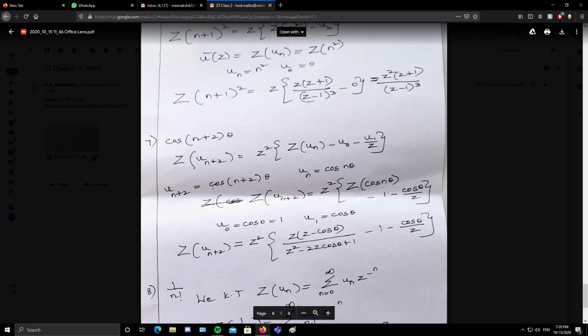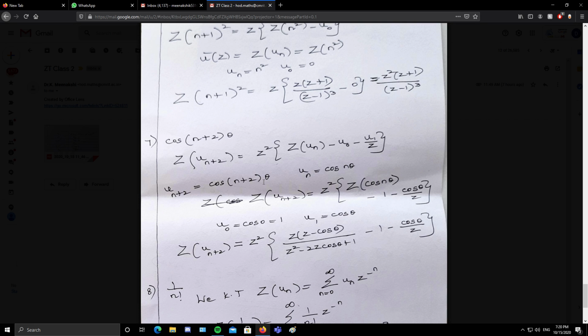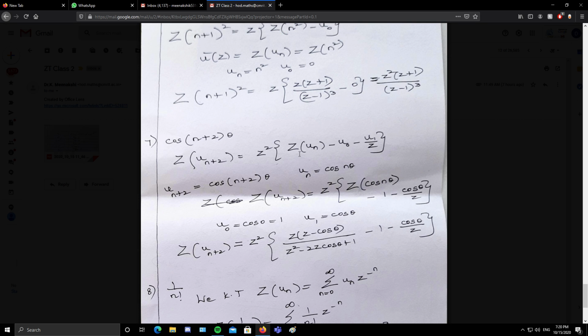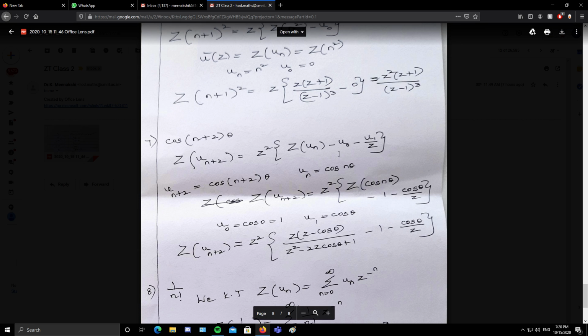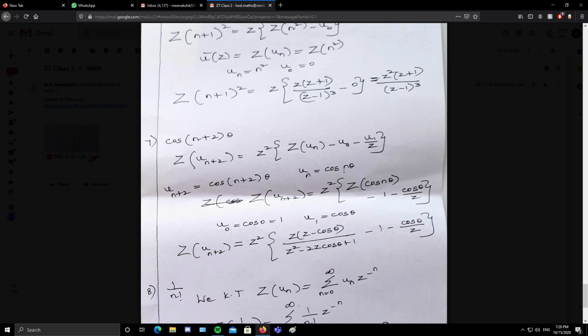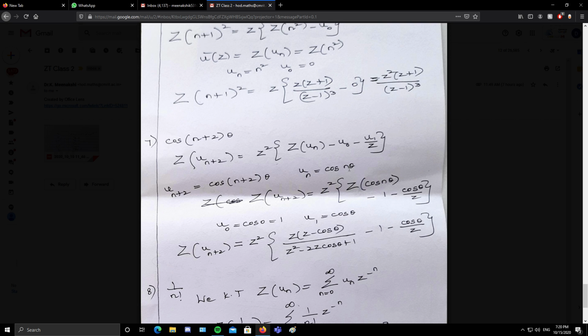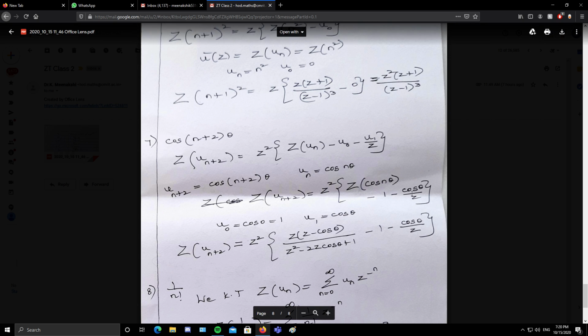So what is u n plus 2 cos of n plus 2 theta? What is u n cos n theta? So z of u n plus 2 equals z square into z of cos n theta minus 1. U naught is cos 0, which is 1. u1 is cos theta. If n is 0, cos 0 is 1. If n is 1, cos theta.